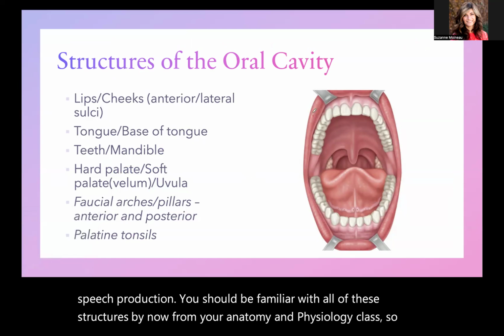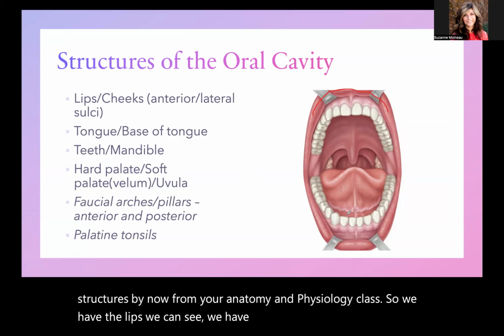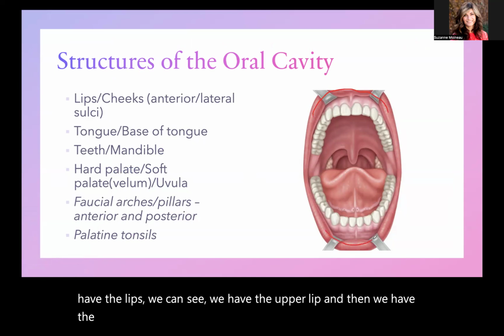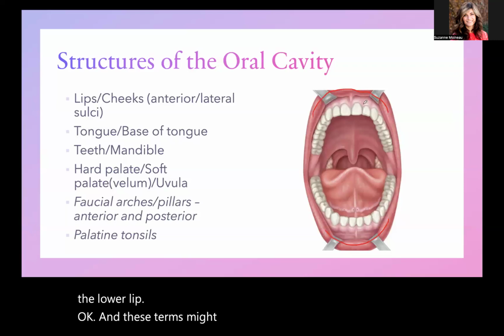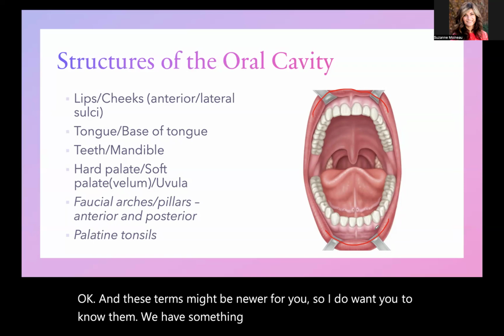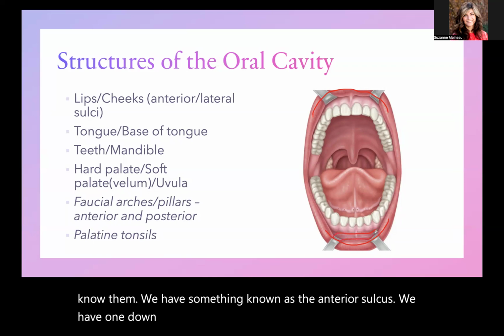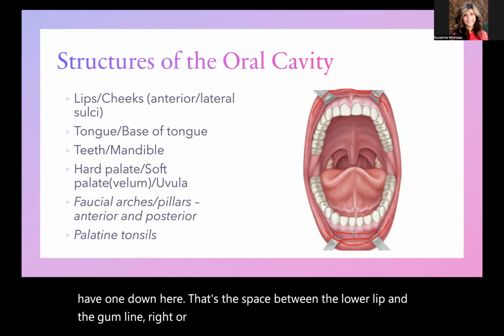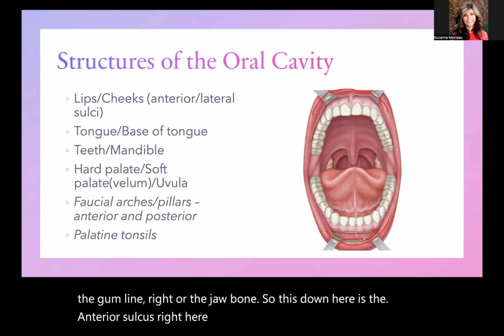So we have the lips, we can see we have the upper lip, and then we have the lower lip. Okay, and these terms might be newer for you, so I do want you to know them. We have something known as the anterior sulcus. We have one down here. That's the space between the lower lip and the gum line, right? Or the jawbone. So this down here is the anterior sulcus right here, this space right here.